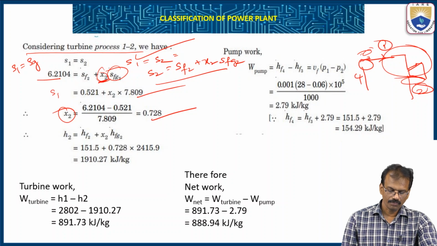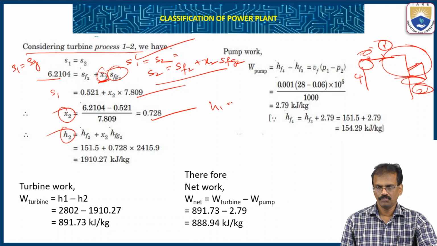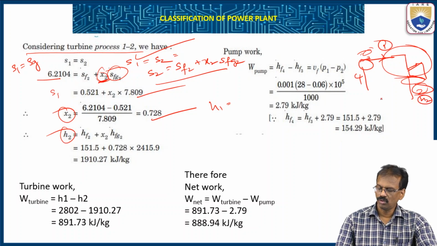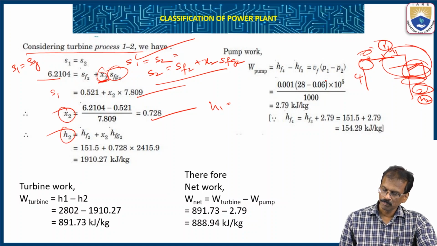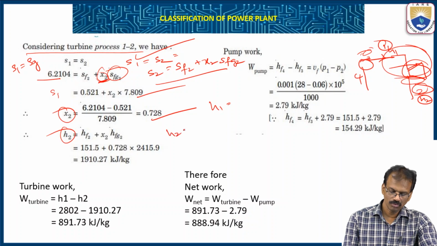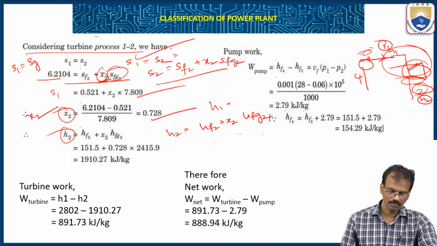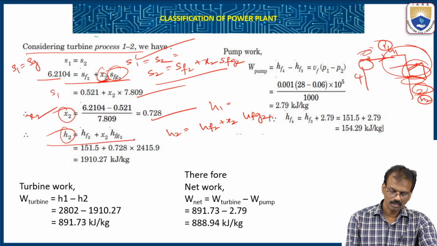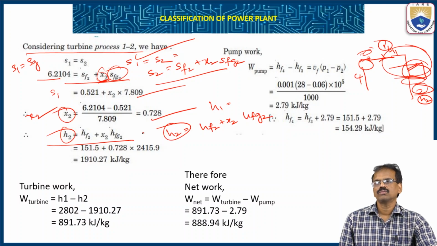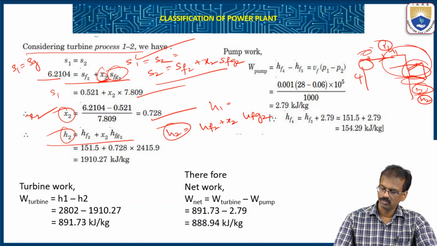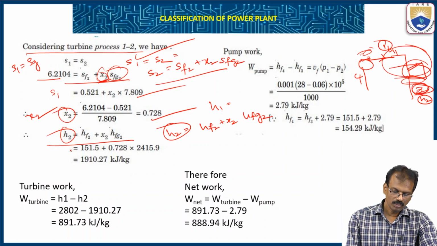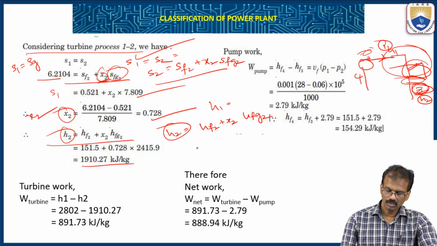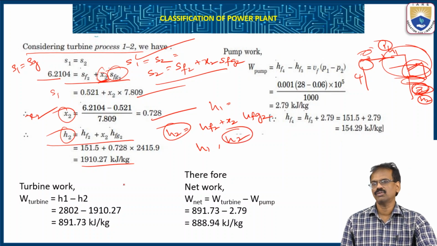If you know the X2 value, then you can find the H2 value. Because H1, the enthalpy at point 1, you know, then the enthalpy at point 2 we have to find. Based upon the enthalpy at point 1 and point 2, we can find the work done by the turbine. The formula is H2 is equal to HF2 plus X2 into HFG2. So based upon the entropy formula we find X2, the condition of the fluid, and based upon the enthalpy formula we find H2, the enthalpy at point 2. Then if you know H1 and H2, you can find the work done by the turbine.